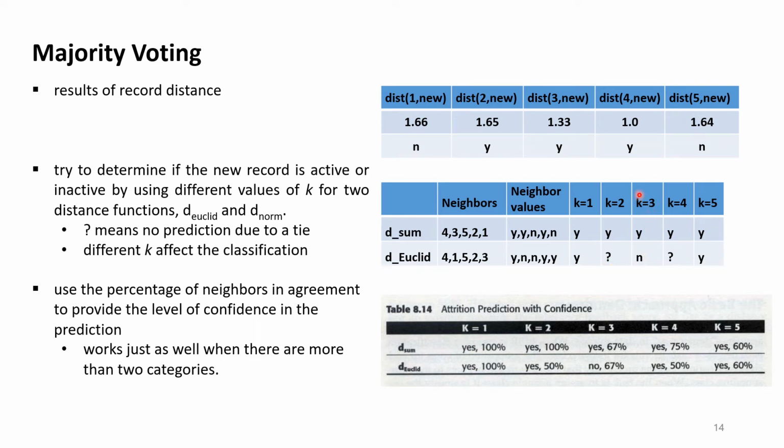If you choose 3 neighbors, y, n, n, so n is the majority, so n is the answer. If k is 4, again we have y, n, and 2 y, 2 n, so you cannot decide. If k is 5, you have 3 y, 2 n, so y is the majority. So that's how it works in majority voting. Each neighbor has 1 vote, and the class value with the most votes wins.